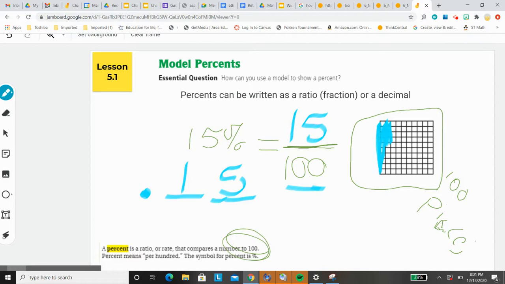All right, boys and girls, so this is our lesson for today, was to model a percent. Happy math.